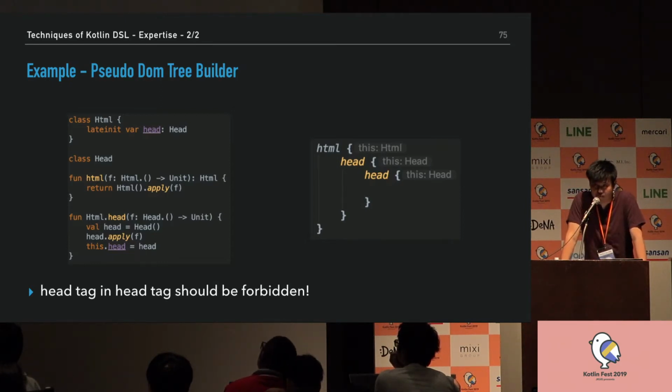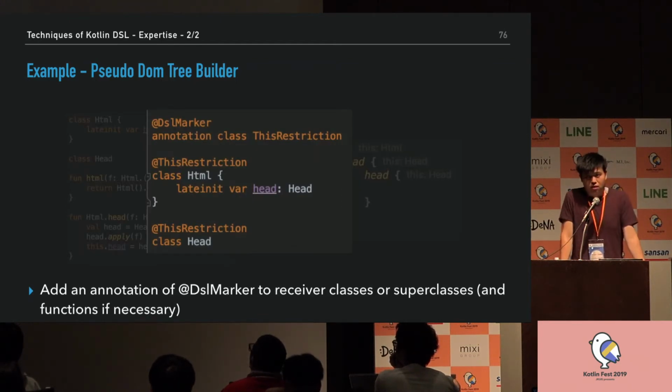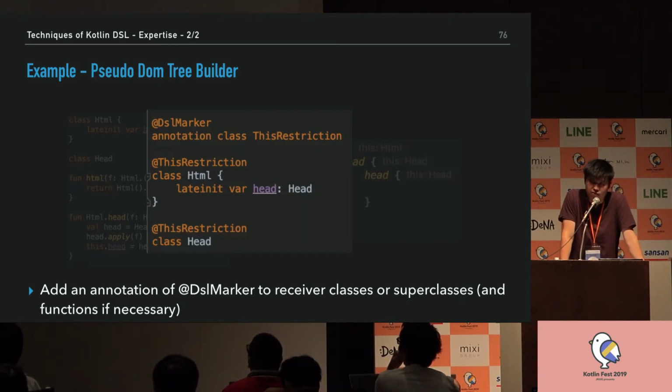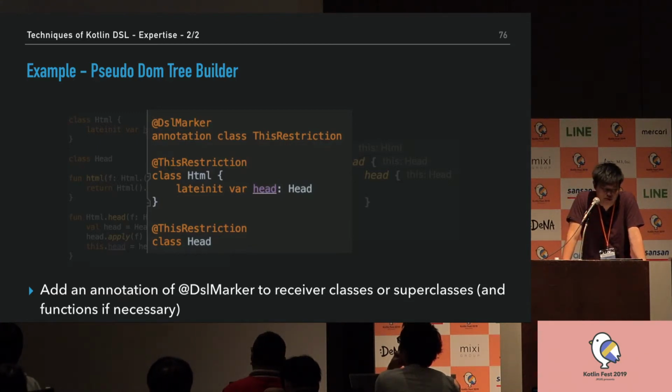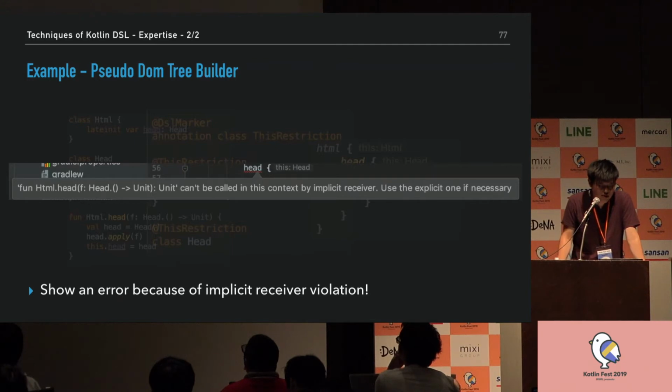DSL marker can prevent this violation. DSL marker is an annotation-based configuration to add a constraint for implicit receivers. We need to define a new annotation for DSL marker and annotate receiver classes or superclasses with the new annotation. That's it. Then the Kotlin compiler shows a compilation error correctly. Now, the head method cannot be called unless the receiver is the HTML class.